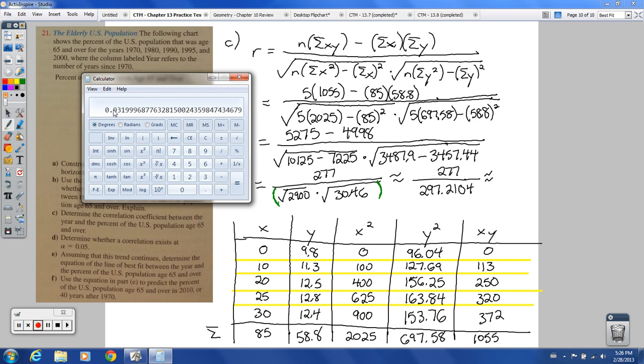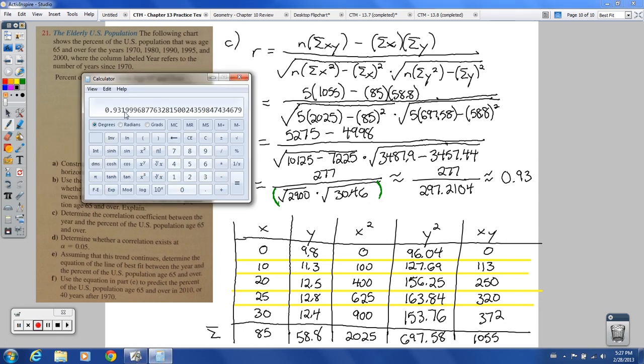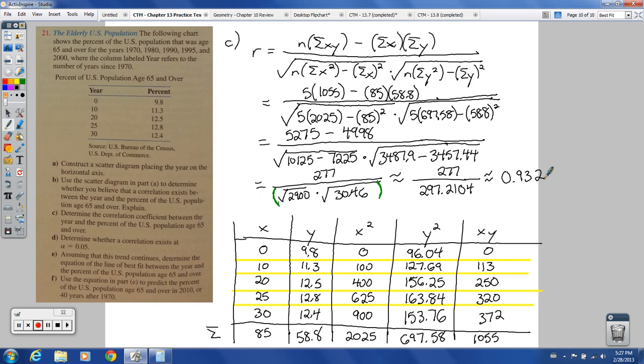Very strong correlation, in my opinion. 0.93 is the correlation coefficient there. If you round that off to 3 decimal places, that's the way our book has it here. So that would be 0.93 and 19. So definitely rounding that off to a 2. So this is part C of 21.932. Part D should be a little bit easier here.